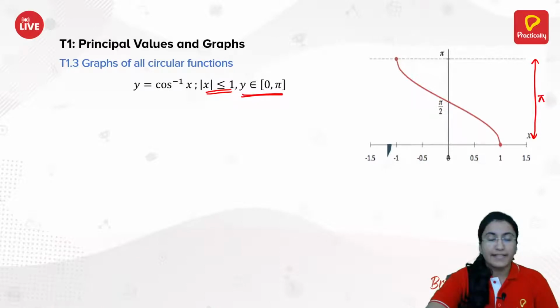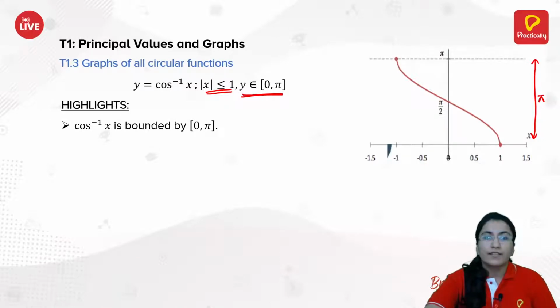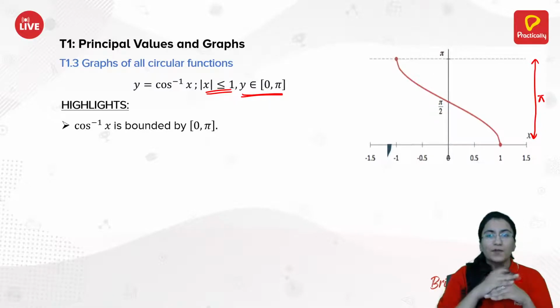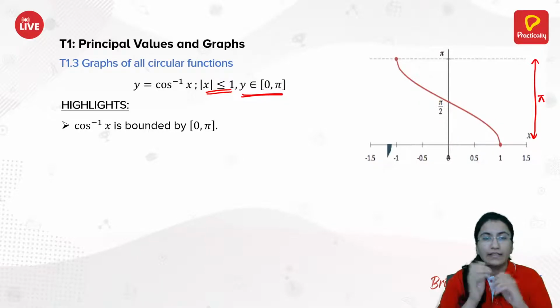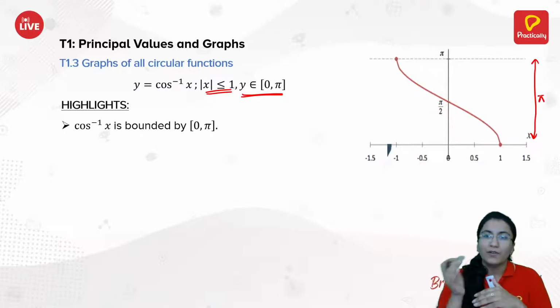Next, let us see some highlights related to the cos inverse x function. The first highlight is that cos inverse x is bounded between 0 and pi, right? If its range is from 0 to pi, you will have only points in this range which have some pre-image. No value more than pi or less than 0 will have a pre-image, right?